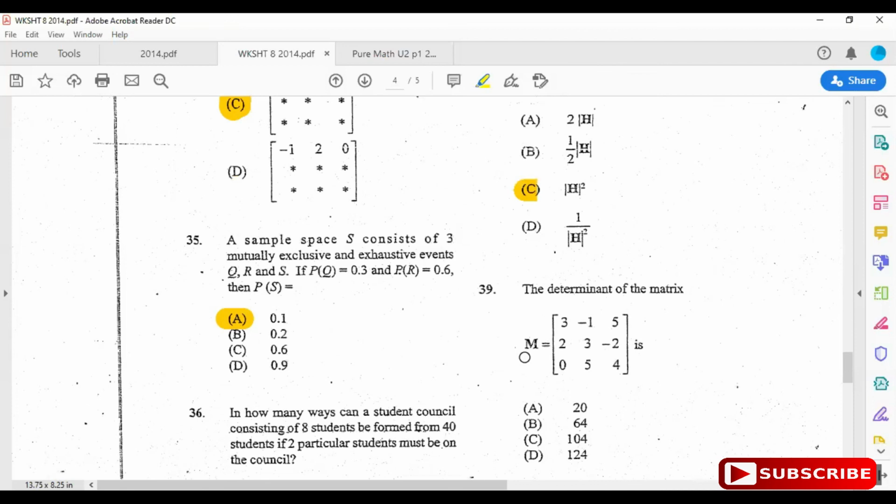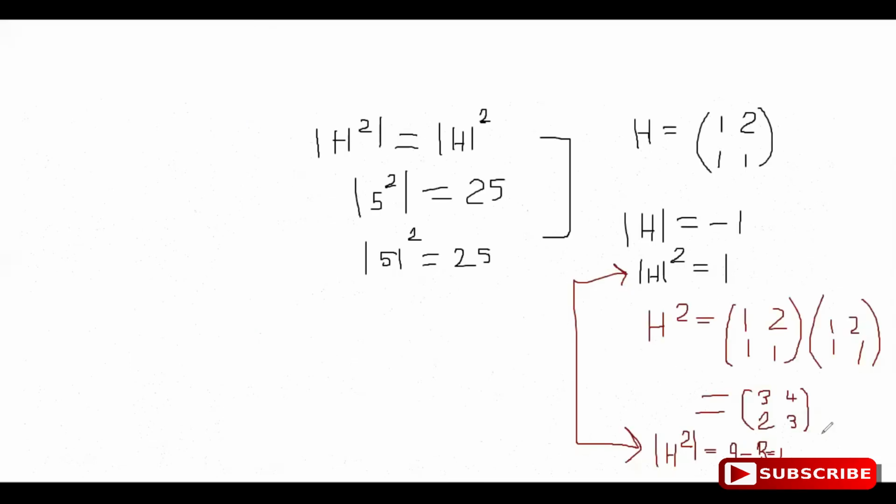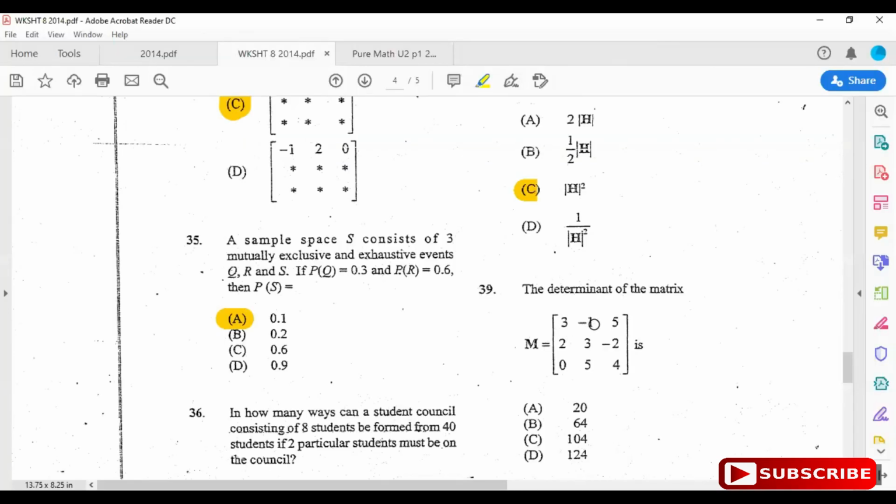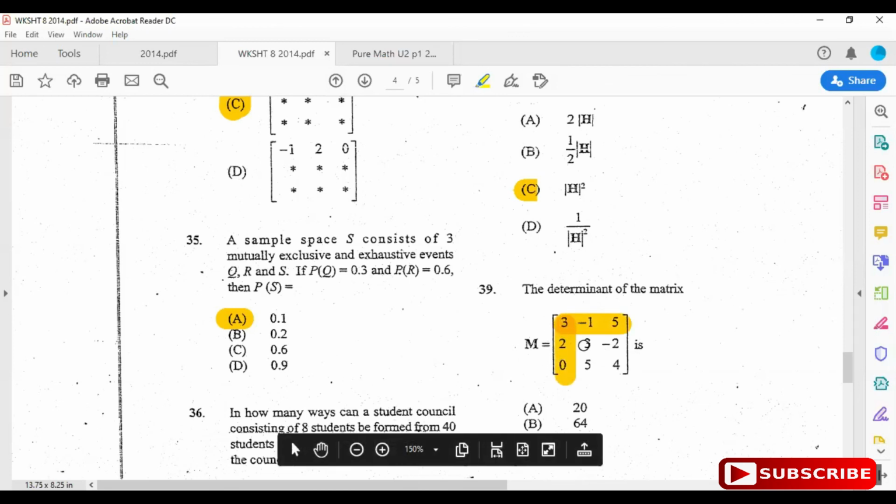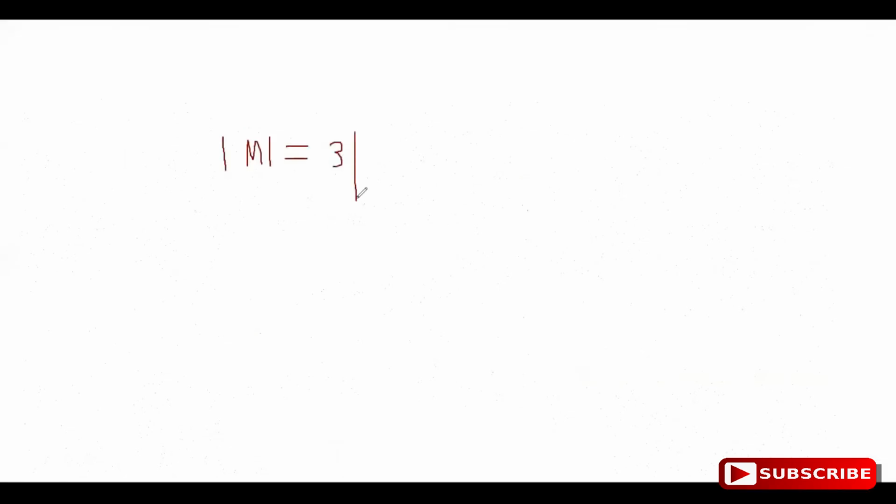Now question 39. It wants the determinant of the matrix M. So to find the determinant of the matrix M, we're going to be using row 1. Don't have to use row 1. Can use column 1. Anything you want to use. So the determinant of the matrix M is equal to, M is 3, minus 1, 5. So it's just 3 times the determinant of this portion right here: 3, minus 2, 5, 4.